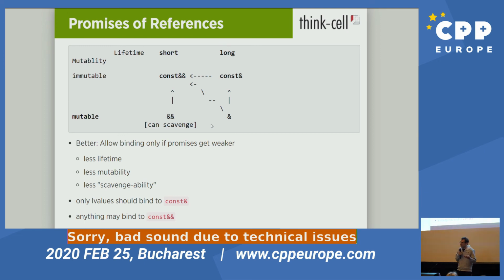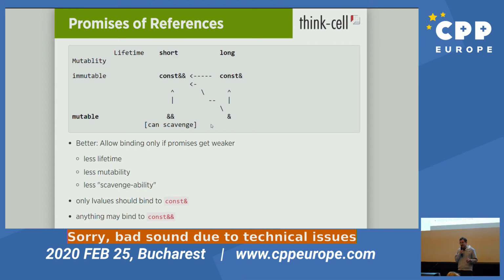Right? So we can only go from long lifetime to short lifetime. We have to weaken the promises we make. If we can always make the lifetime shorter, that's fine. We can always make it less mutable. We can always go to const. That's safe. And we can always go away from "you can scavenge from this thing" to "you cannot scavenge from it." That's fine. Right? But we can't go the other way. That makes promises that they cannot fulfill. And from that diagram, you can see that only L values really should bind to const ref.